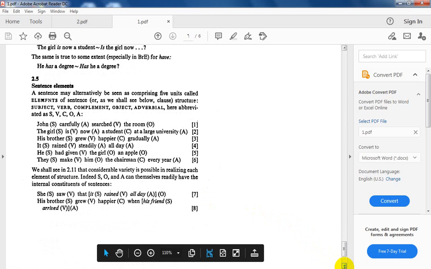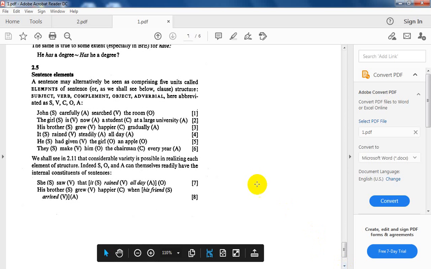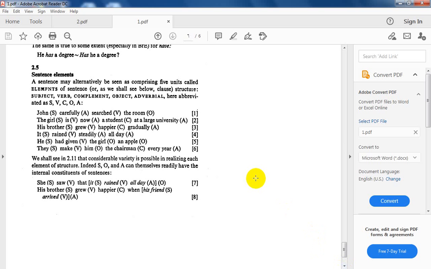2.5 Sentence elements. At the beginning of the lecture I said that we will take the 6 examples at the beginning of the chapter into mind, and I said the sentence elements. What are the sentence elements? I have said they are 5: S subject, V verb, C subject complement, and O object, and I have A adverbial.